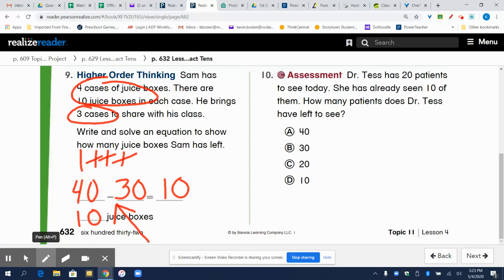So Dr. Tess has 20 patients to see today. She has already seen 10 of them. How many patients does Dr. Tess have left to see? I can't wait to see your answer.